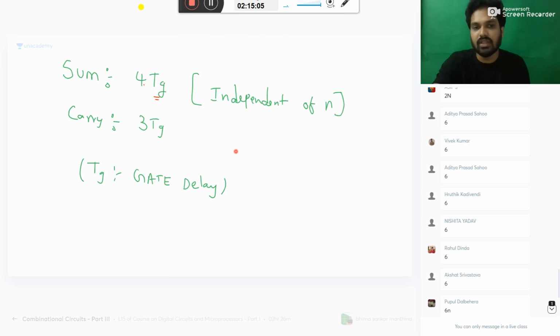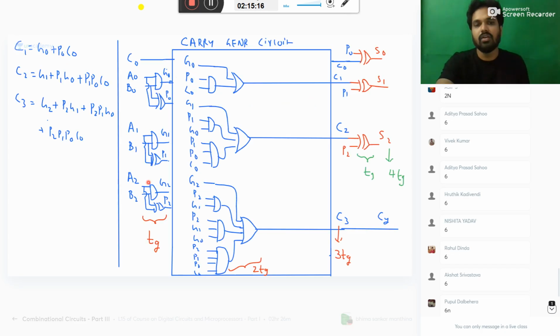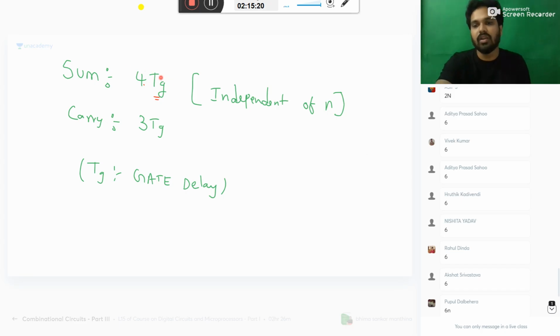Aditya? This 4, there is no n here, right? There is no n here. Here TG is 1 gate delay. So 1, 2, 3, 4. 4 gate delays are required. It is not depending on n. N can be any number of bits. Your answer will be the same. That is the advantage here. Earlier your answer was n minus 1 into TC. If n increases, delay increases. Here that disadvantage is not there.